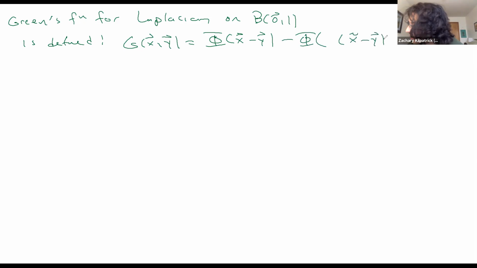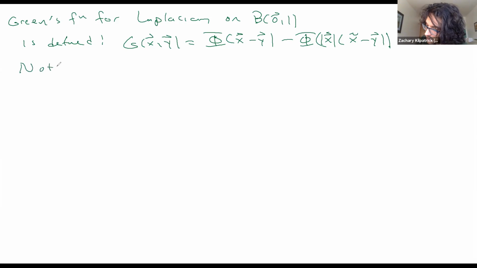phi of the magnitude of x times x tilde minus y. We need to scale again by the magnitude of x, because the farther we push this argument out, we need to bring the whole argument of the fundamental solution back so that you're the correct distance from the boundary. That's hard to imagine in your head, so let me just show how the algebra works out in this case.